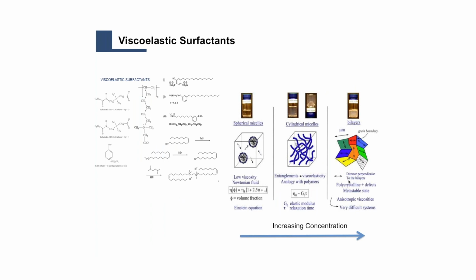So here you can see some of the surfactants that are commonly used. CTAB, sodium dodecyl sulfate, and other types of non-ionic surfactants are included. And again, what happens is that spherical micelles at much higher concentration produce your worm-like micelles. And in fact, if your concentration is too high, you end up with a crystalline or polycrystalline phase.